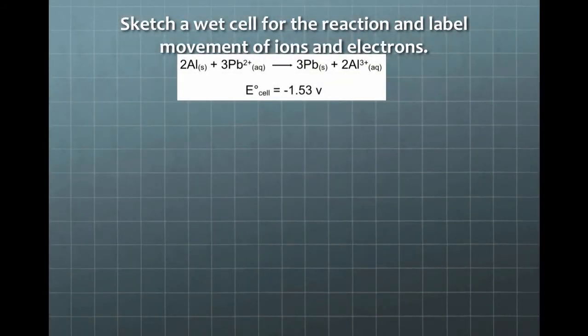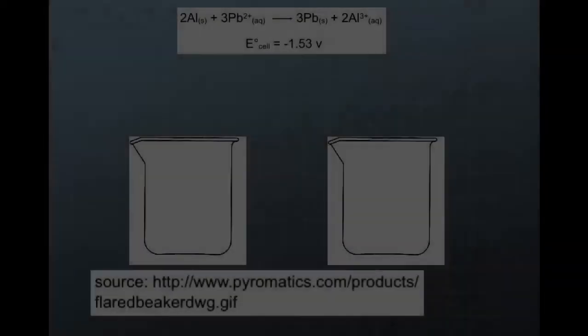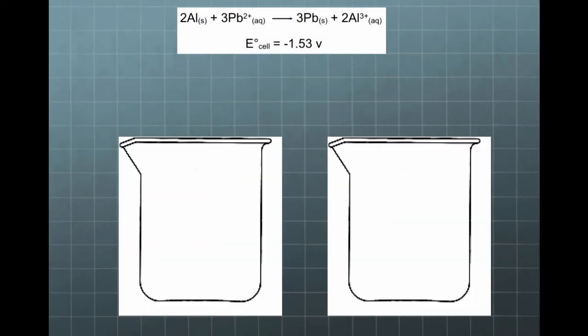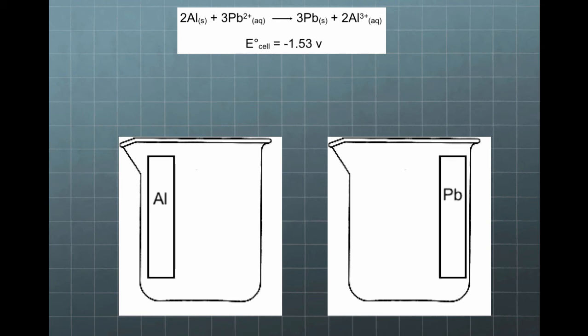So let's work on sketching a wet cell for the reaction and label the movement of electrons. So here's our base reaction, and let's begin. Pause the video and try this on your own before advancing. Well, you're going to want to start with 2 beakers. And what do we need in our beakers? We need electrodes. So we need a solid aluminum electrode in one, and we need a solid lead electrode in the other.